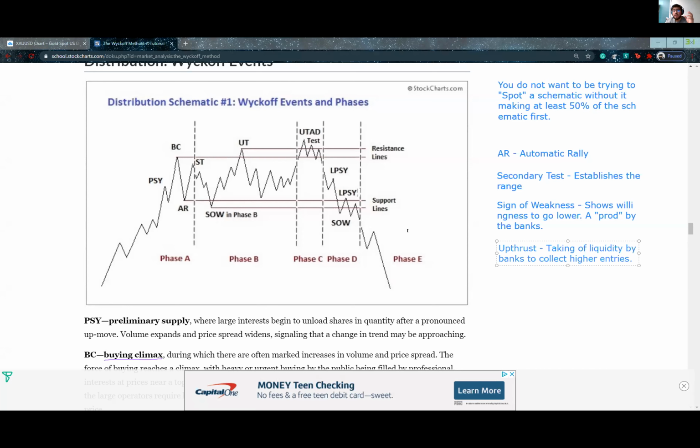And the schematic phases, meaning the preliminary supply, the buying climax, automatic rally, secondary test, sign of weakness. Remember, you really need to memorize only a couple of these. The rest are for you to understand why. Okay, and I'll get to which ones later on.